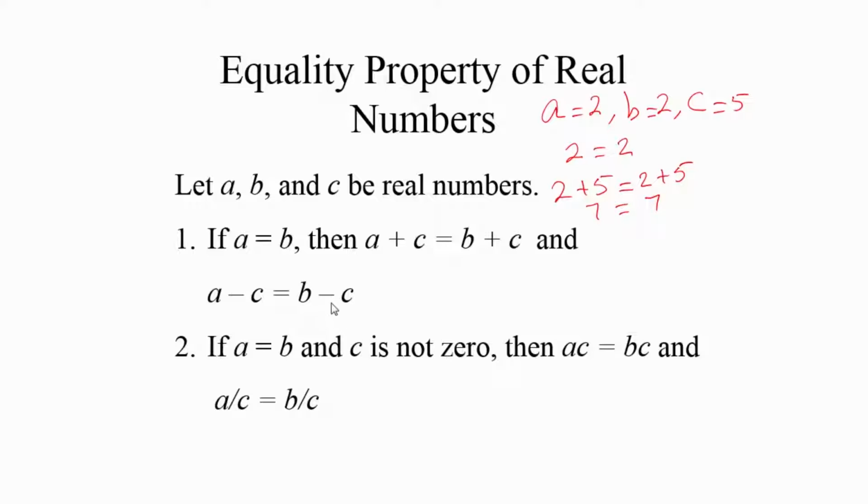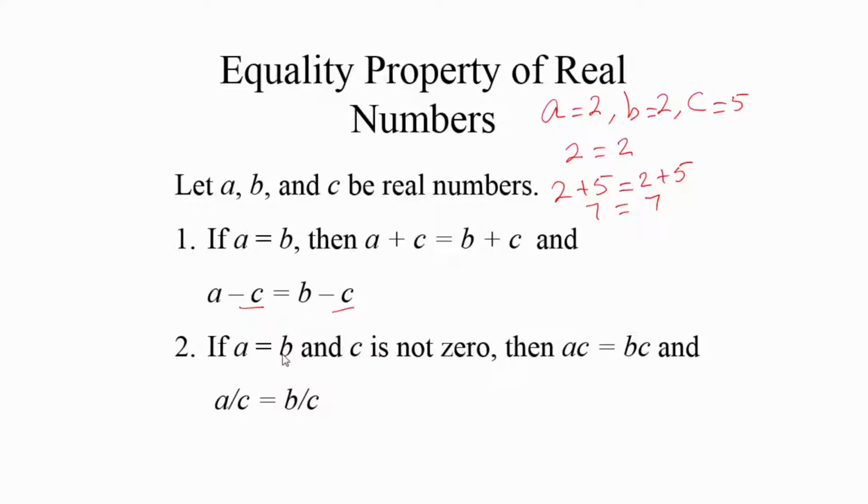It would also be true if you subtract the same thing from both sides. If A is originally equal to B and you subtract from both sides the same real number, the equation would still be true. In addition, if A is equal to B, again, A and B can be real numbers, they can be expressions also. We're going to see that in just a second.